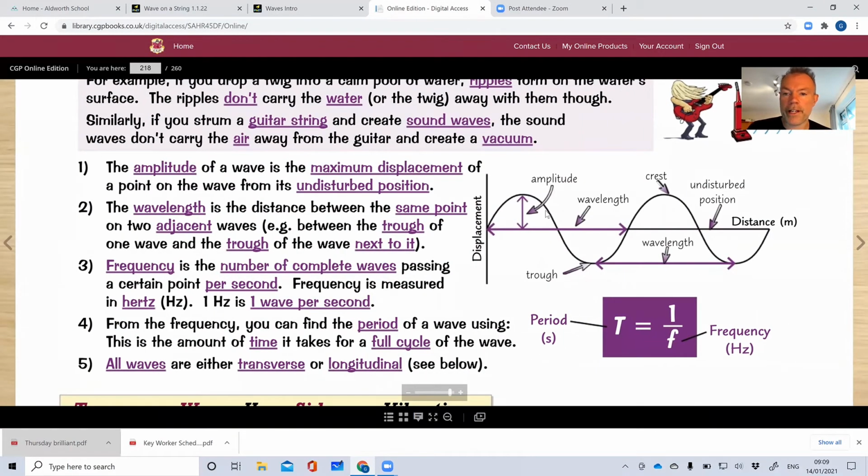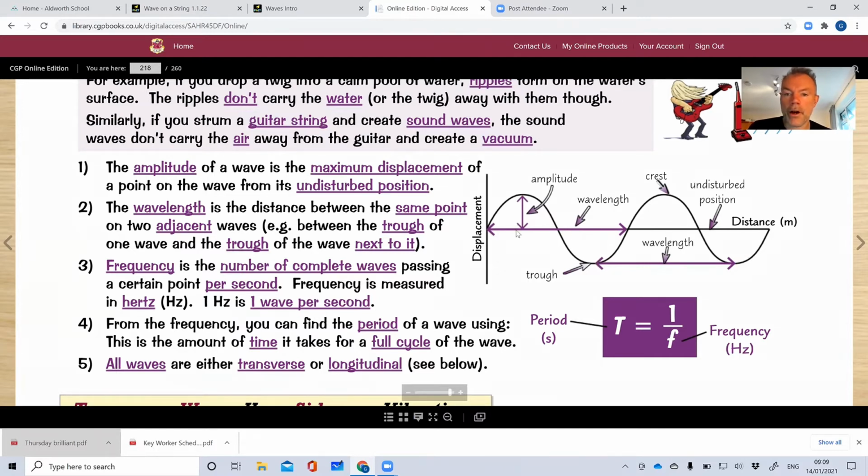So here's my wave, and let's have a little look at the names of the parts of the wave. Look, it goes up once, down once, and back to the start. That's one wave. One up and one down is one whole wave. So on the screen there, you've got 2 waves.